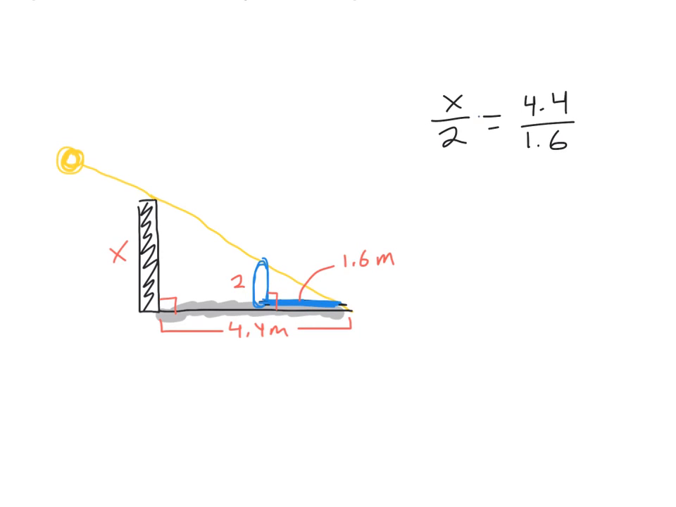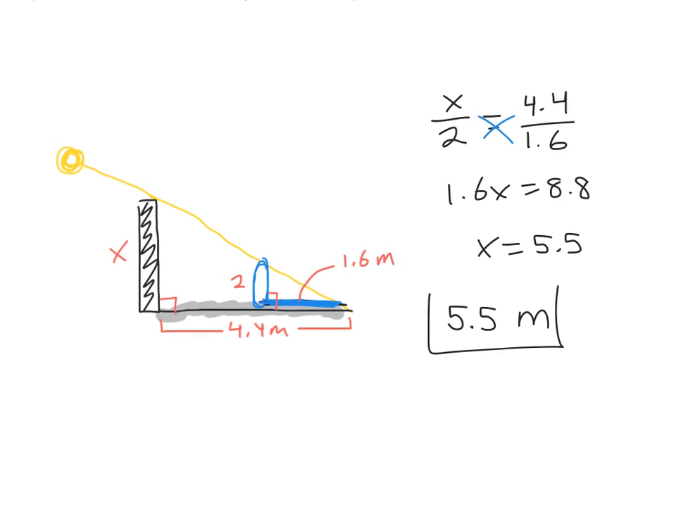So here we can cross multiply. And if we divide both sides by 1.6, we get x equals 5.5. So that means the height of the pole is 5.5 meters.